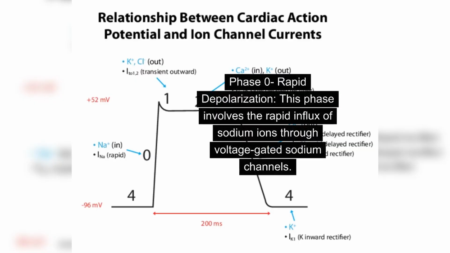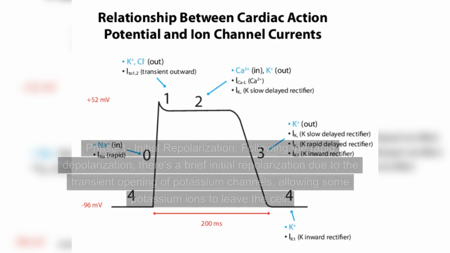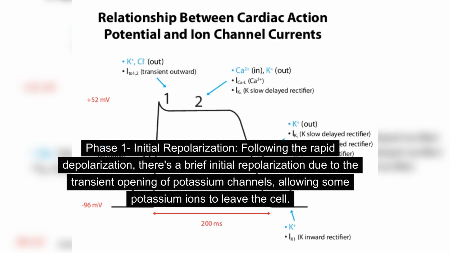Phase 0, rapid depolarization. This phase involves the rapid influx of sodium ions through voltage-gated sodium channels. This influx of positive charge causes the cell membrane to depolarize rapidly, initiating the contraction of the heart muscle. Phase 1, initial repolarization. Following the rapid depolarization, there's a brief initial repolarization due to the transient opening of potassium channels, allowing some potassium ions to leave the cell.